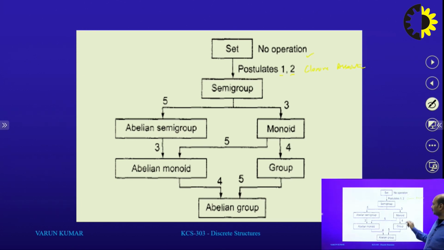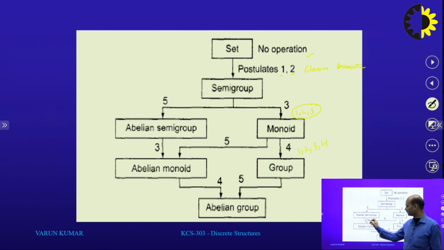And a monoid follows the property number 1, 2 and 3. Any algebraic structure which is closed, associative and has an identity is said to be a monoid. What is a group? A group is an algebraic structure which follows the property number 1, 2, 3 and 4. It means it is closed, associative, there is some identity element and every element has its inverse.